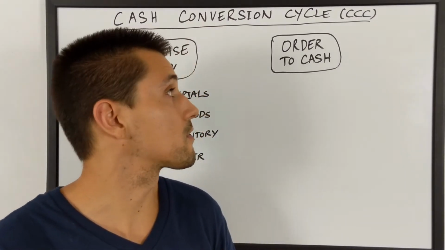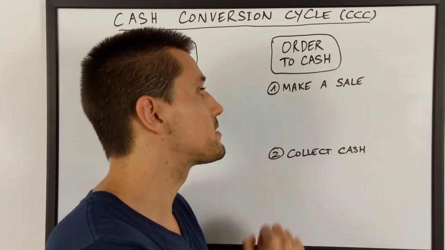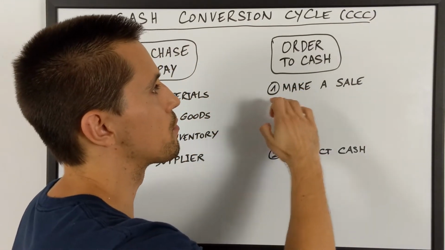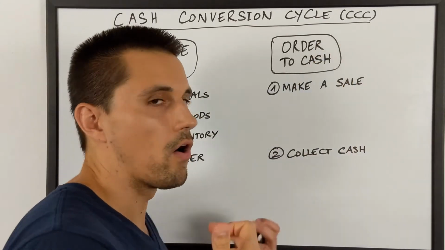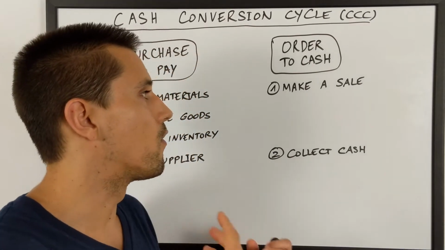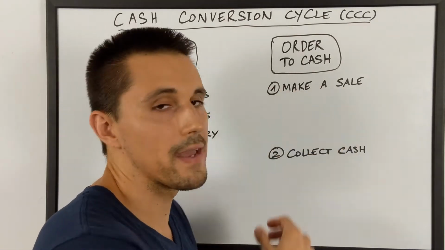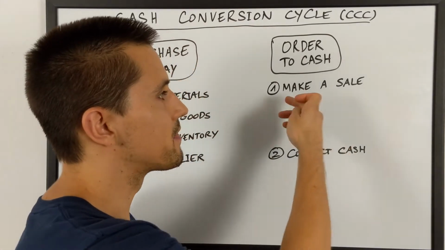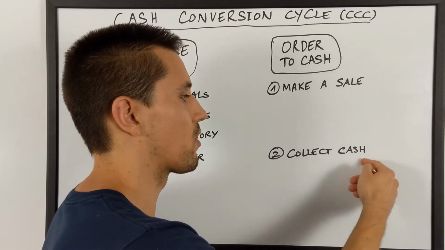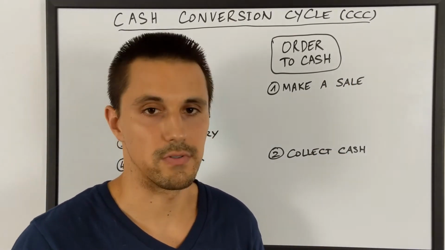Now let's look at the second one, which is the order to cash. This one only has two steps: make a sale and collect cash. To make a sale, obviously someone ordered, it doesn't matter if it's online, at your online shop, at your warehouse or in your store. You made a sale to someone, and this person at some point paid you, which means you collected the cash. That's why you only have two items in this process.